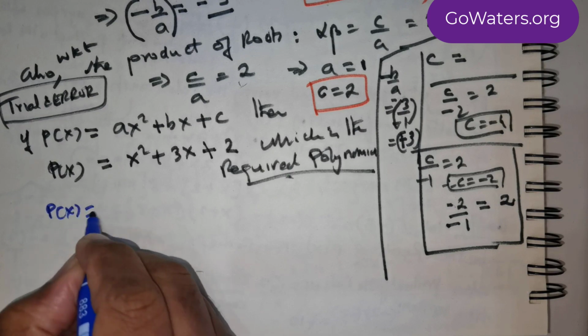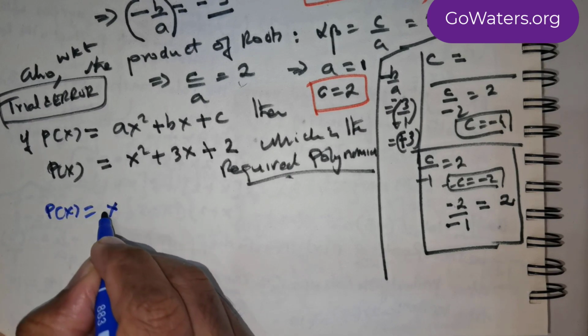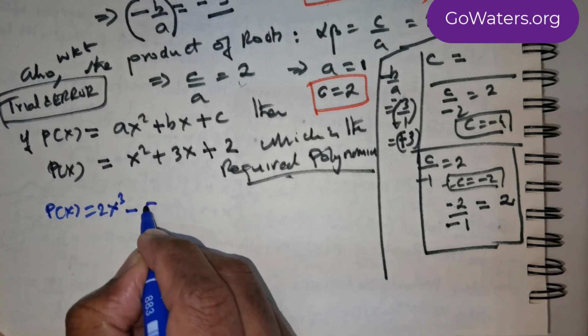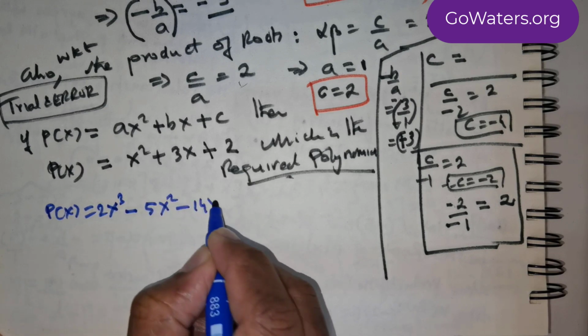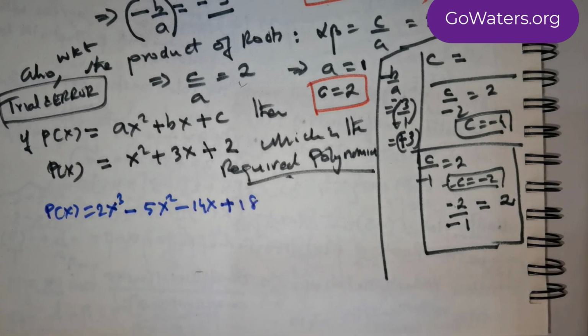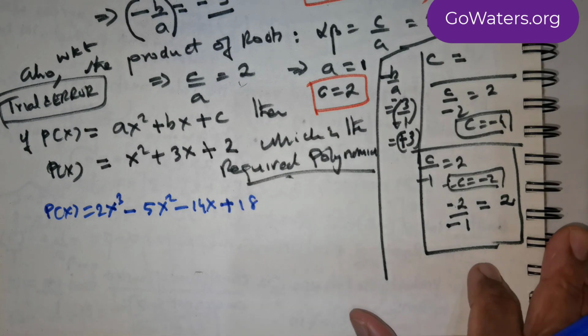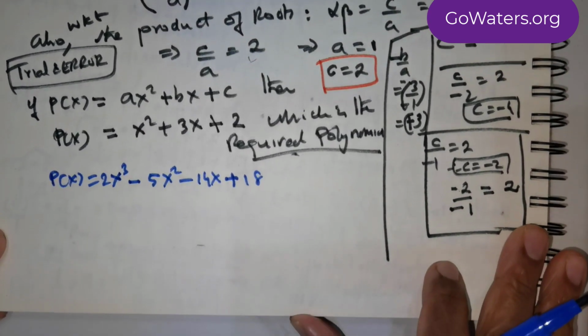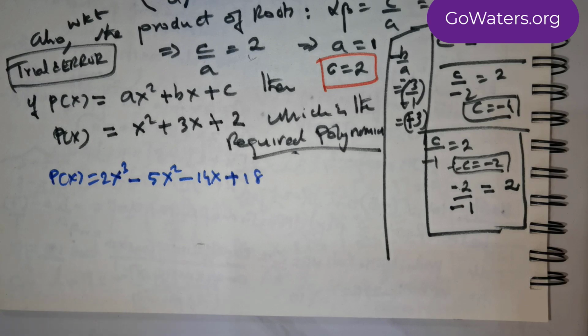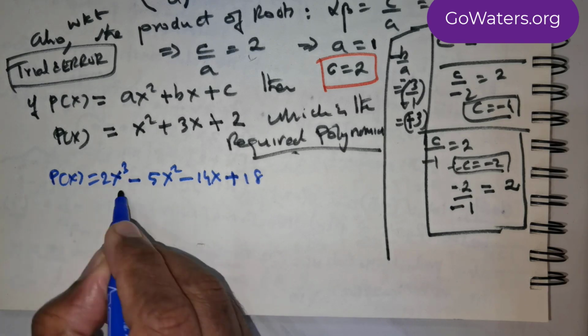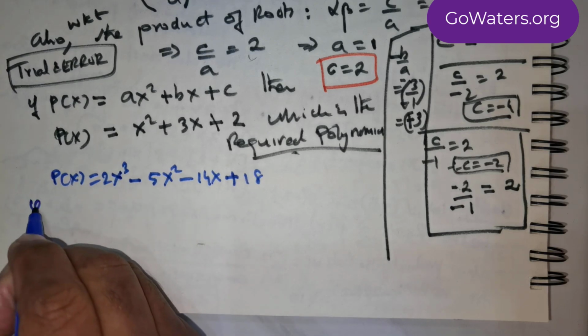So P of x is equal to, say, 2x cubed negative 5x squared negative 14x positive 8. Now I'm going to give you a very important formula. You will have to hold on to the formula because this formula would be occurring redundantly in many competitive exams. So let me give you the formula. In this case the degree is 3, right?